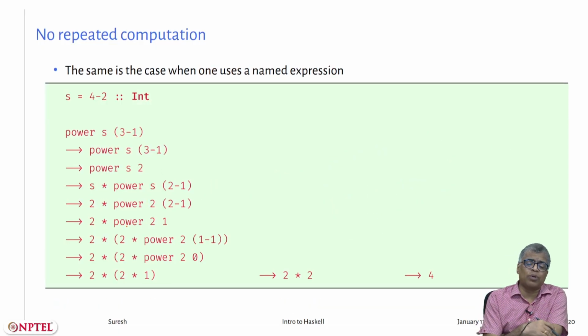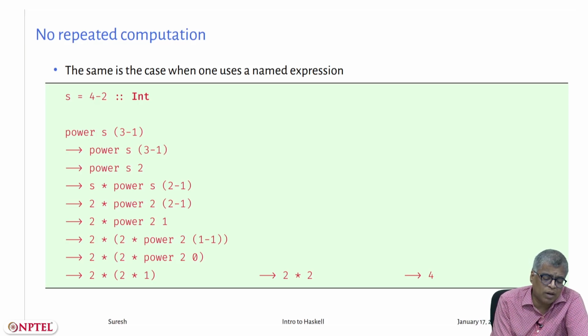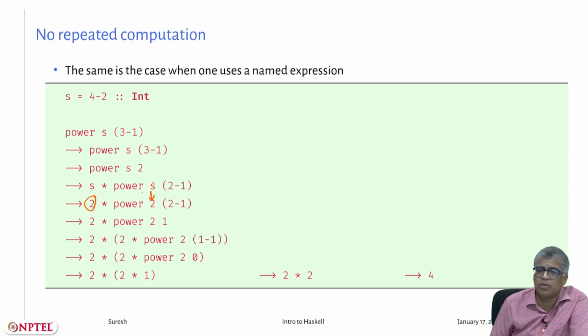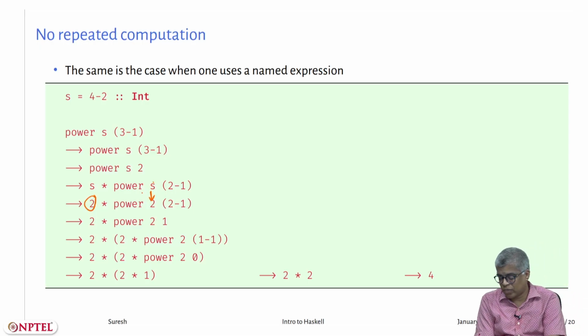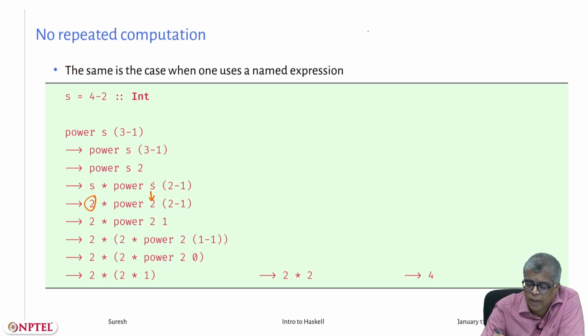So the same is the case when one uses a named expression. Suppose I said s is 4 minus 2 of type integer. If I say power s 3 minus 1, that is power s 2, that is s times power s 2 minus 1. At this point I need to know what s is, because s is not a number. So s will be now replaced by 4 minus 2, which will be 2. So at this point it becomes 2, but then the other s also becomes rewritten to 2 automatically, and you can go on. So this is what Haskell does: no repeated computation, compute something only when forced to compute. Two rules.